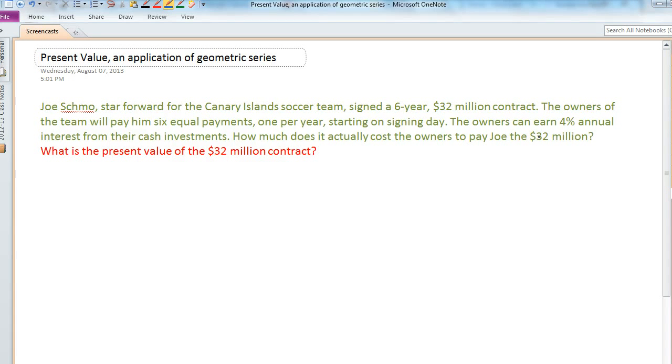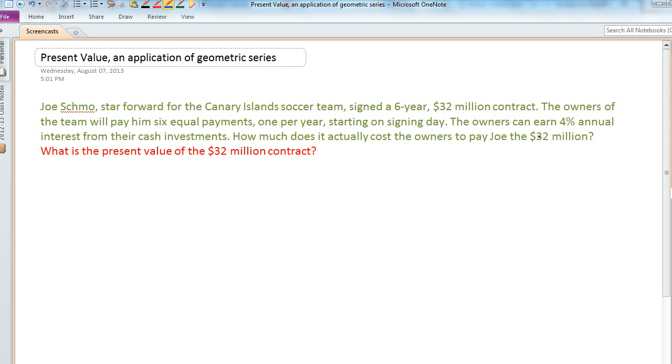What's that? $5.33 million a year. You obviously don't need to invest, or put into the bank if you were to open an account, all $32 million to pay Joe, because you can earn 4% interest along the way. Something less than $32 million is how much it's going to cost you to pay Joe. And the question is, how much less?